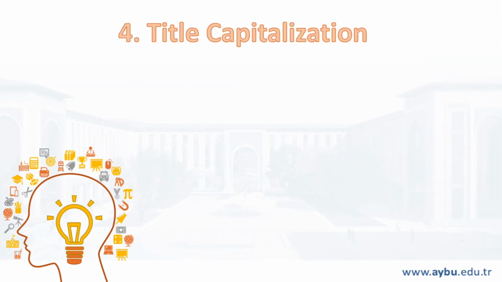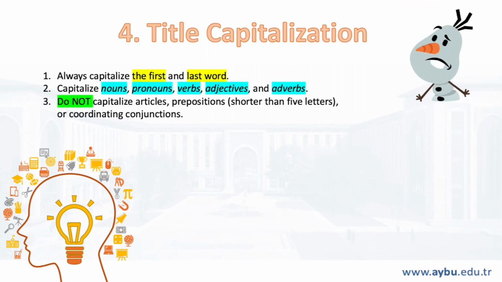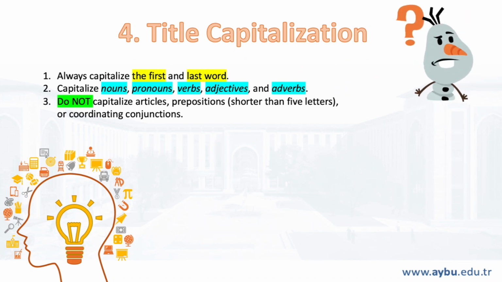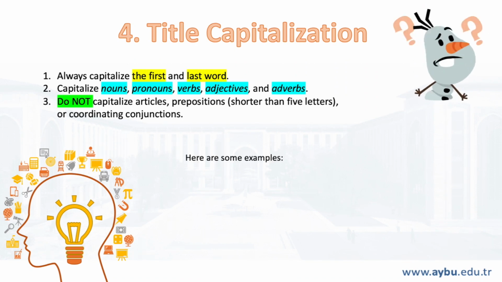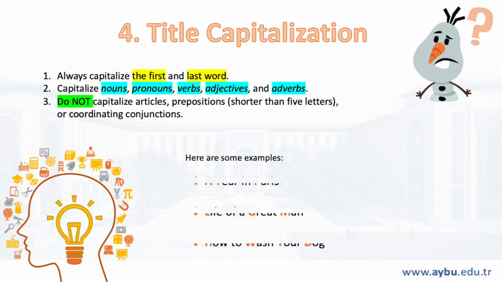We generally see mistakes related to capitalization, and here are some basic rules about how to capitalize titles. First, always capitalize the first and the last word. Second, capitalize nouns, pronouns, verbs, adjectives, and adverbs. And lastly, don't capitalize articles, prepositions shorter than 5 letters, or coordinating conjunctions. And here are some examples.